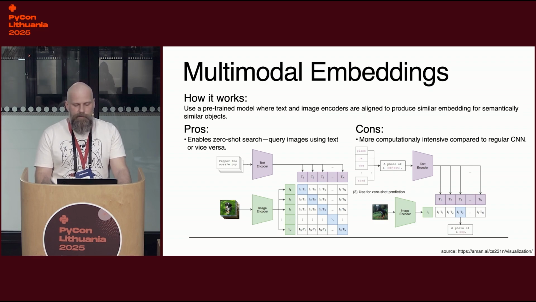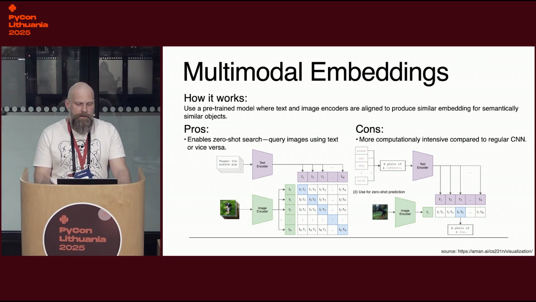The difference from the previous ones is that there are two different neural networks here. One is called a text encoder, and the other one is called an image encoder. And they are aligned so that text which has a similar meaning produces the same vector as an image which would be described by that text.